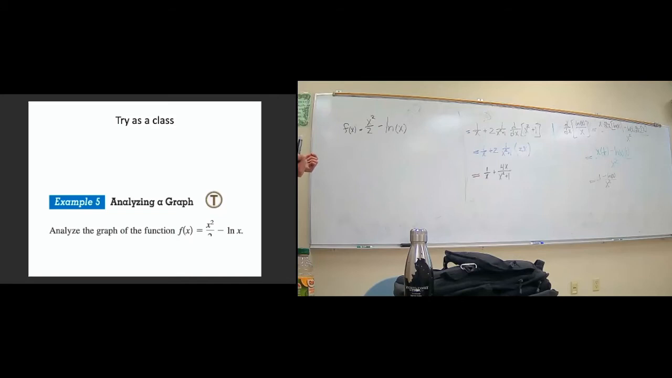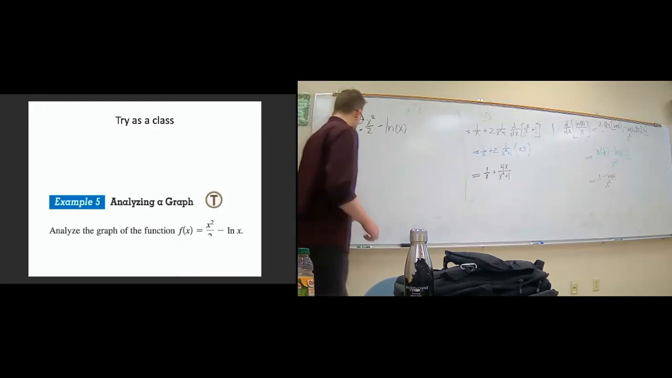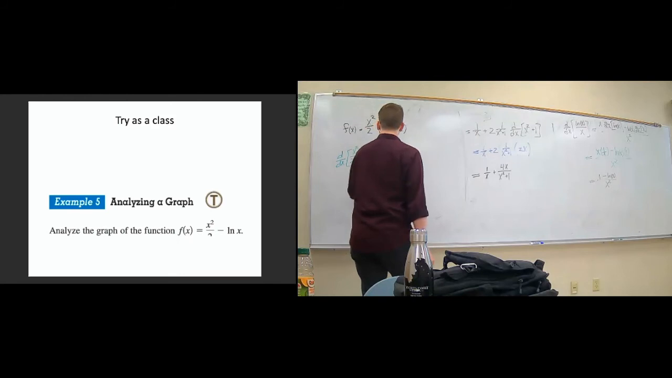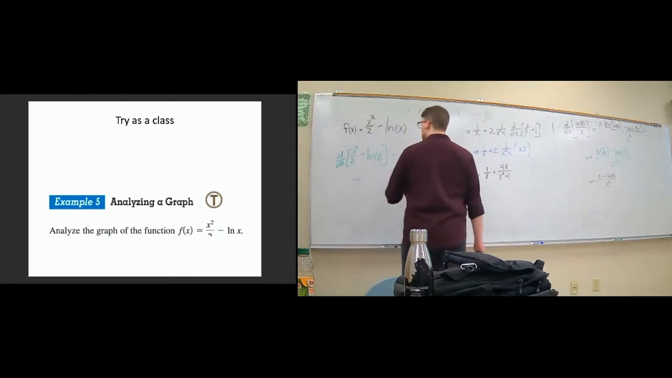Might want to know when this graph is flat, right? So when our function has a derivative of 0. So we can take the derivative, set it equal to 0, right? Doing that here, d dx of x squared over 2 minus the ln of x. Well, this is going to be x minus 1 over x.